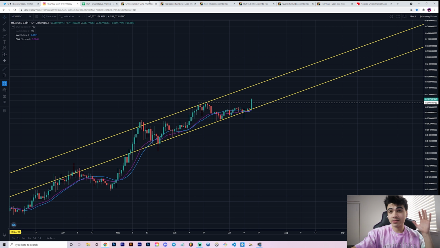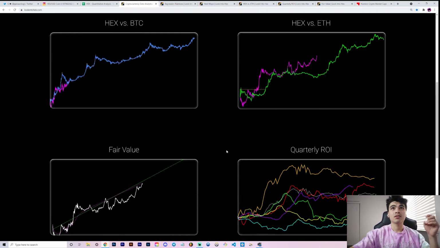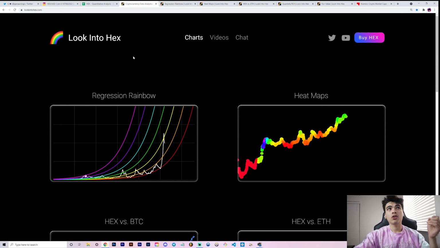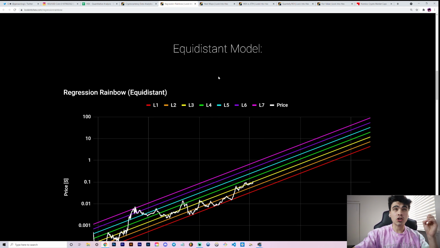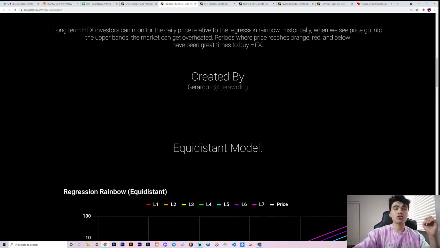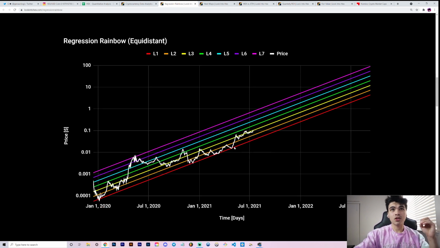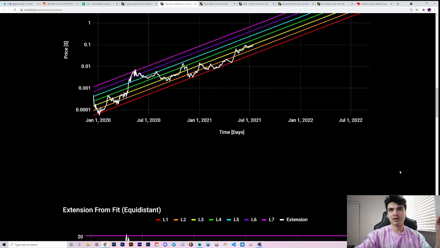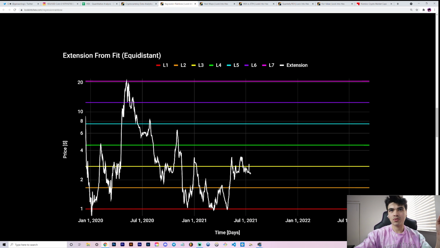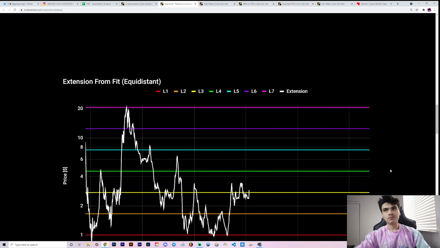Now let's look at our quantitative charts, all right? So LookIntoHex.com, your go-to website for the best quantitative charts on HEX on the planet, in my opinion. And our first chart is our good old trusty regression rainbow. So on our equidistant model, if this were a few months ago, I would have probably titled this code yellow because we had a nice pump above the yellow curve on our equidistant model for our regression rainbow.